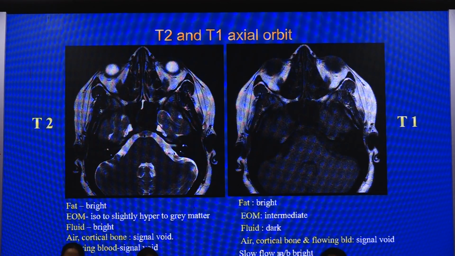What is signal void? Signal void is where there is no signal, when there is air or when the vessels are there. So the blood would be high flowing, so it would not take any radiation, or it would not emit anything. So they are called flow void.